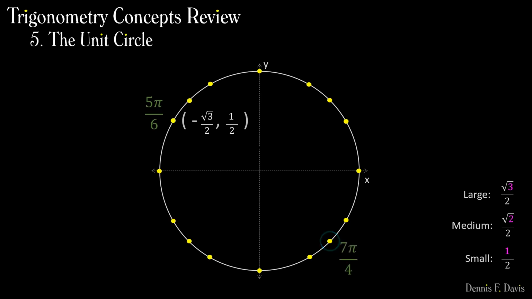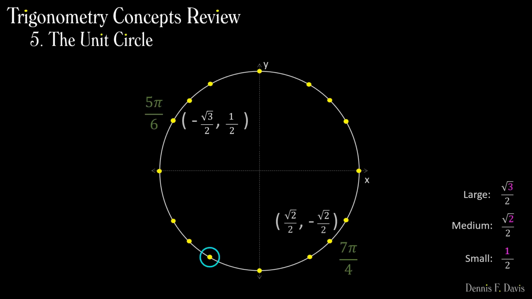It's 7 pi over 4. Its coordinates are positive medium and negative medium. By the way, the mediums always go together, and they correspond to pi over 4 angles that bisect each quadrant. The pi over 6 angles get a large and a small. Just be careful of the order and the positive-negative sign. Anyway, for 7 pi over 4, positive medium, negative medium is square root of 2 over 2, negative square root of 2 over 2. The cosine is always the first coordinate, and the sine is always the second coordinate when the point is on a unit circle.